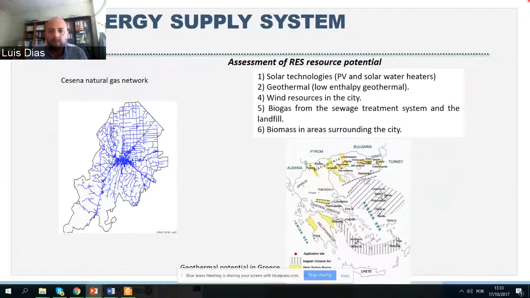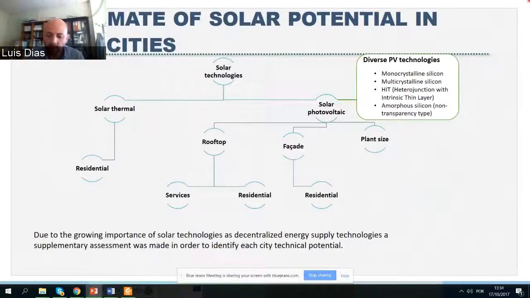Now, a very important component that I would like to spend some time on is the assessment of the renewable energy source potential within the city. In the objective of the project, we aim to characterize the supply side and the potential of the energy sources within the city boundaries. We tried to cover all the renewable energy sources that can be extracted within the city boundaries. So we went through geothermal, wind, biogas, biomass, and also solar technology. Solar technologies were a specific topic that received particular dedication.